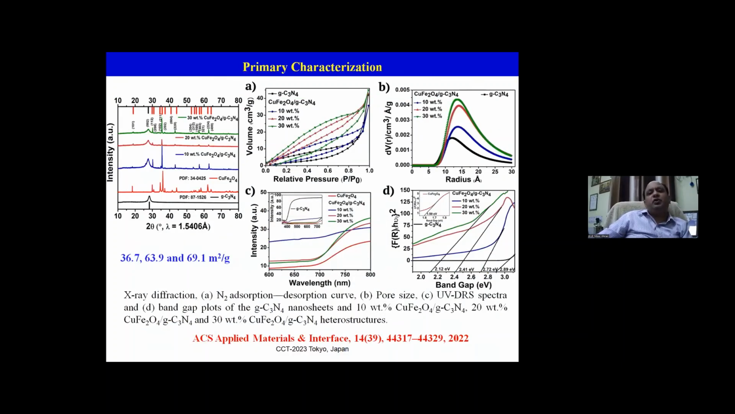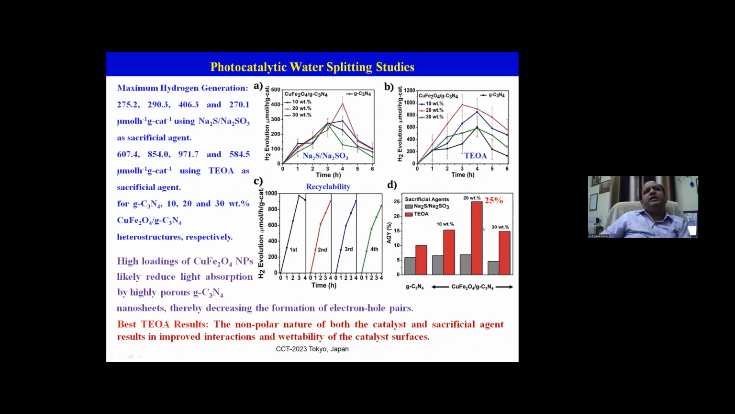This slide shows the primary characterization of the copper ferrite graphitic carbon nitride nanosheets. Very beautiful X-ray diffraction is seen here, which clearly shows the formation of the heterostructures, and we have prepared 10, 20 and 38% loading of copper ferrite over the graphitic carbon nitride. We have calculated the surface area as well as the optical band gap of all the heterostructures. Then we use these materials for photocatalytic water splitting, by making two different experiments.